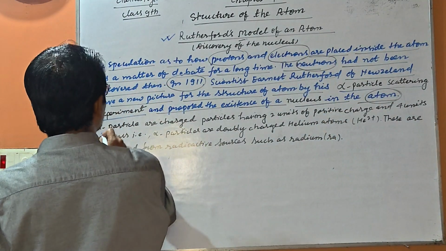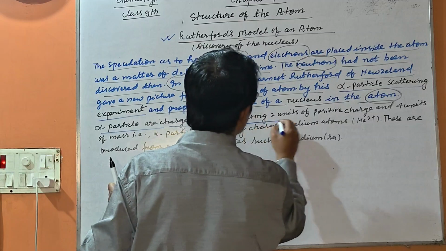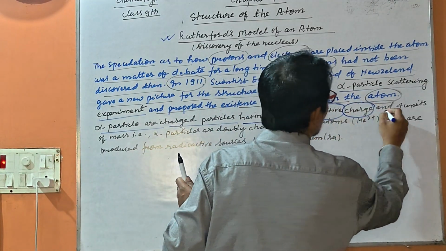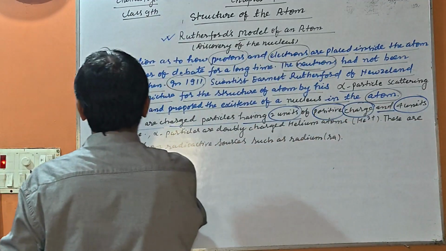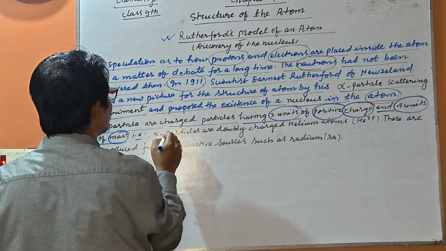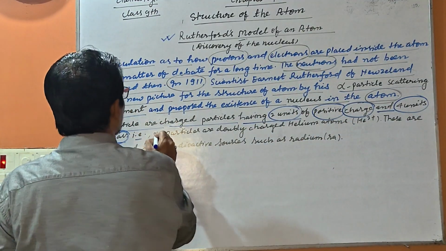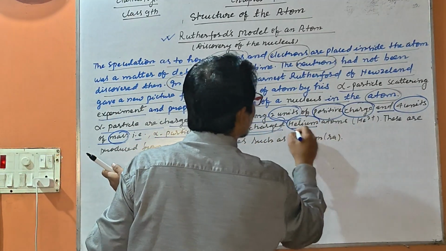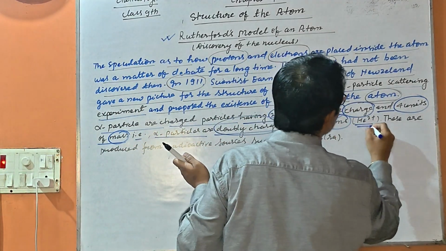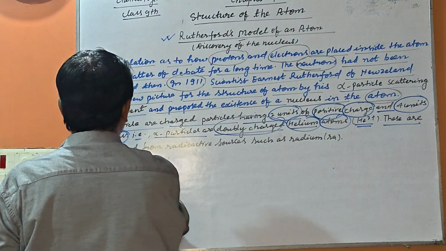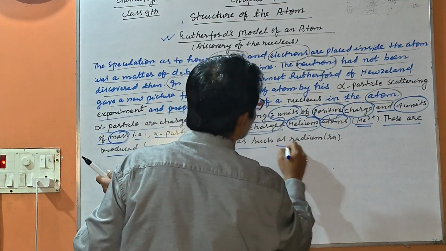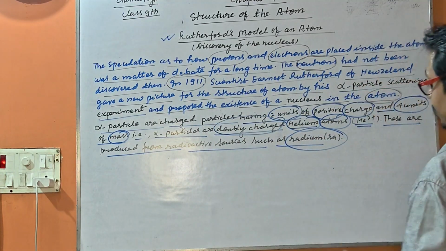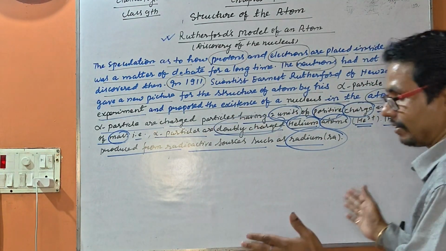So the alpha particles are charged particles having 2 units of positive charge and 4 units of mass. That is, alpha particles are doubly charged helium atoms, that is He2+. These are produced from radioactive sources such as radium. So these are the things about the Rutherford model of an atom.